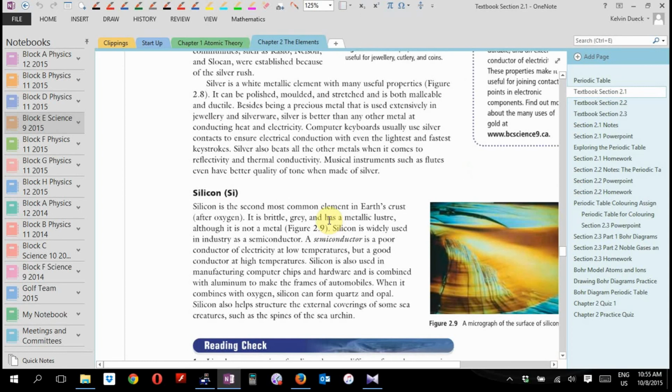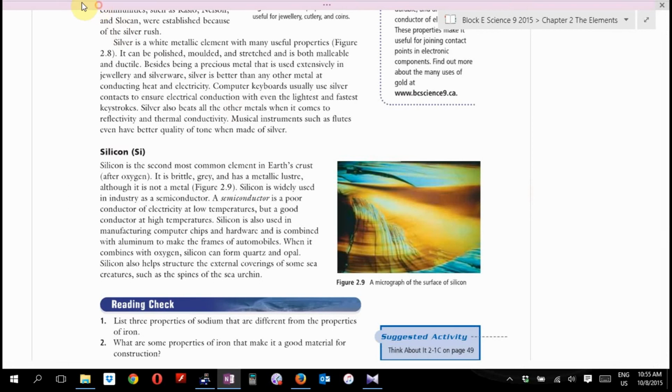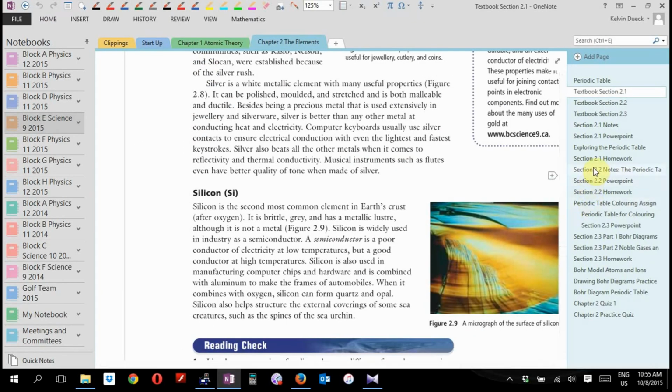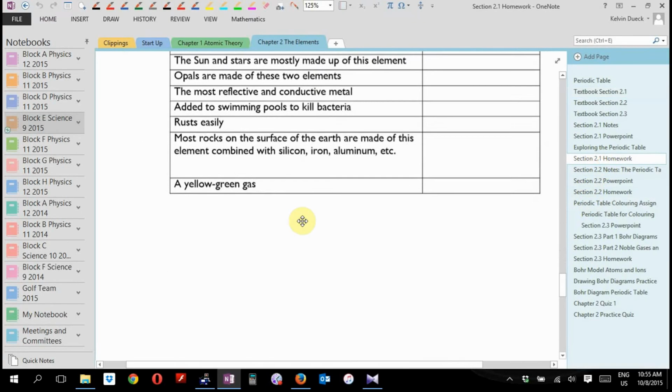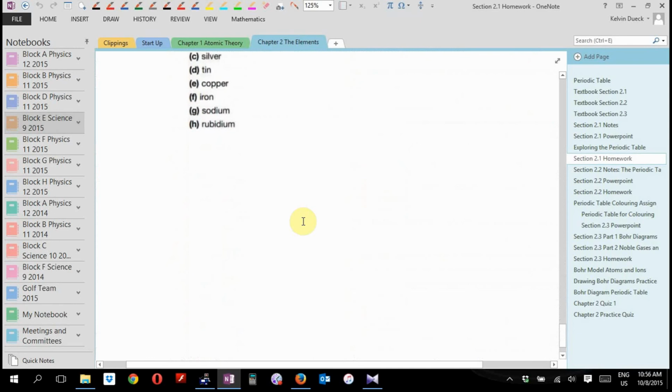I'll go over that with you guys next class so you can see if you've done it right, because I don't think I attached the answers for that one. I think all I attached was the answers for the section 2.1 homework, right? Yeah, I did give you answers for that, but not for the little fill in the blanks.